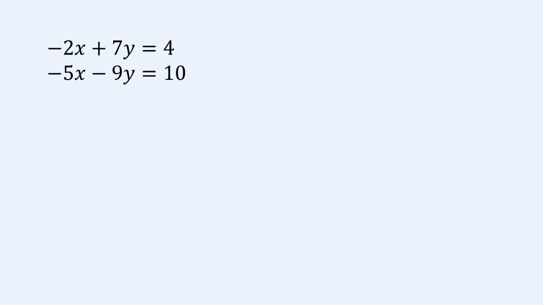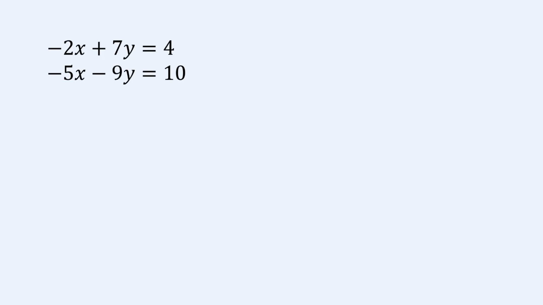For this example, I'm actually going to eliminate my x values to show you what happens when they're both negative. In reality, getting rid of the y's might be easier because you already have one that's positive and one that's negative. But for this example, I'm going to get rid of x.